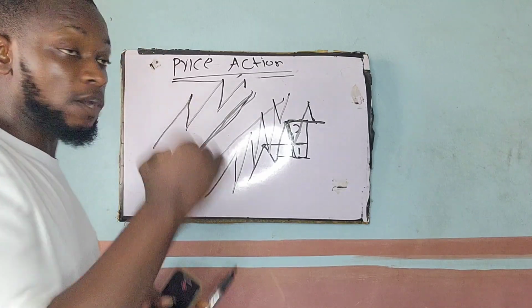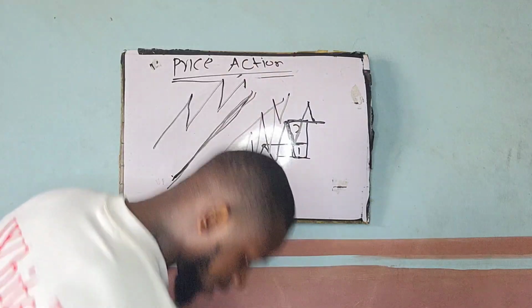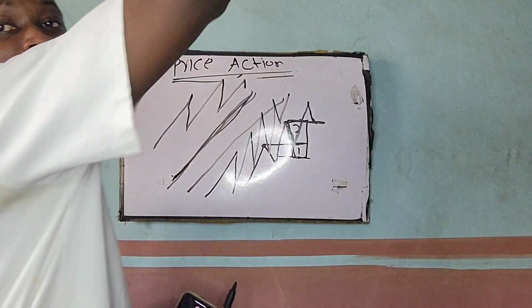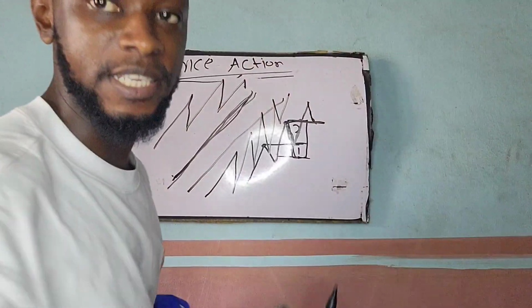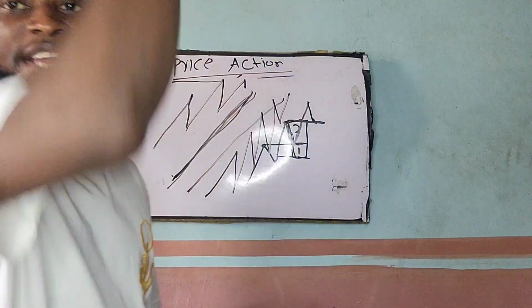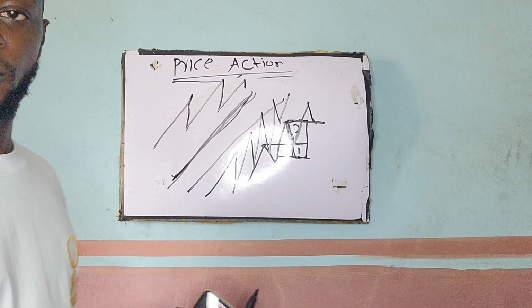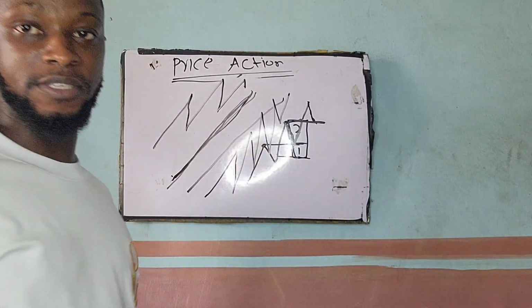So what am I trying to say? Markets do not go straight like that. They move in a zigzag, step by step: one step up, another step, then a pullback, sliding, then another step. It is the same step-by-step movement in the market.